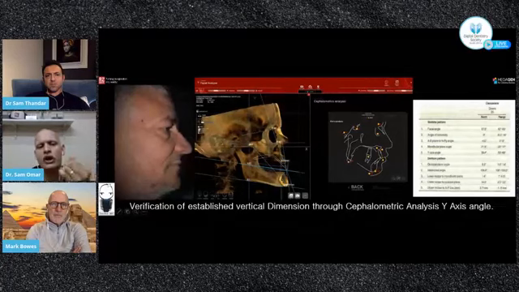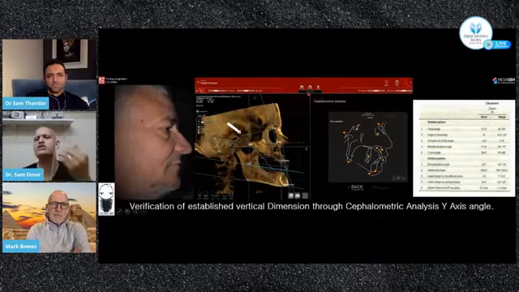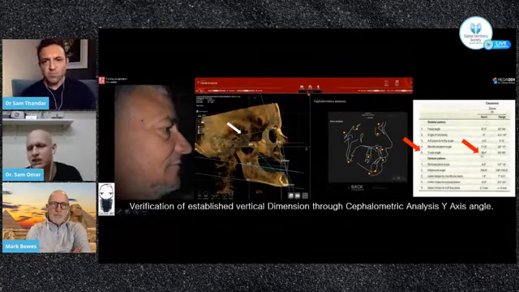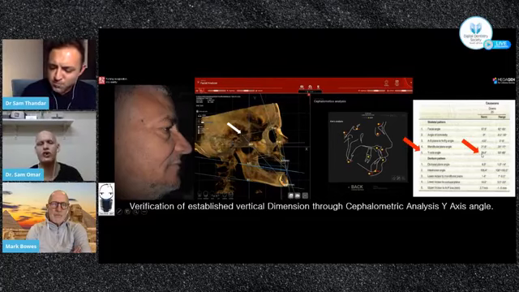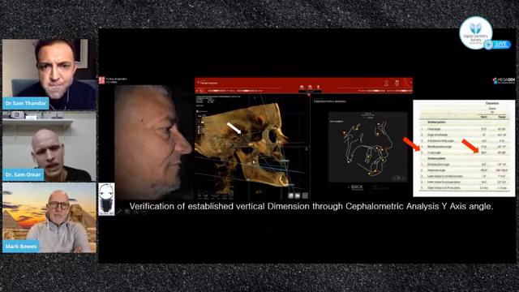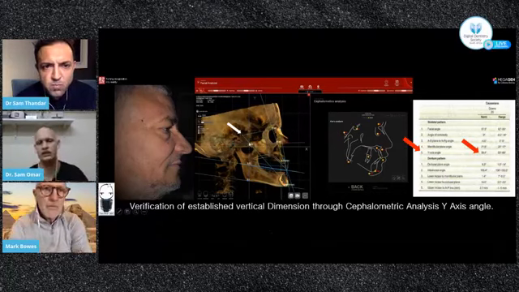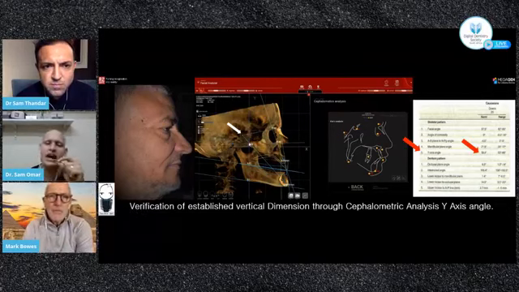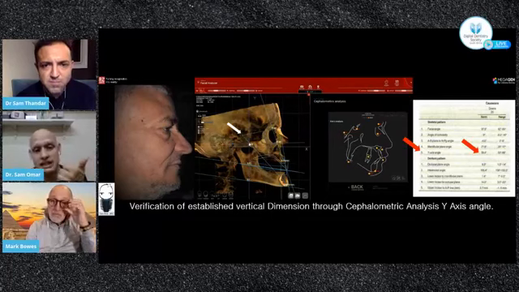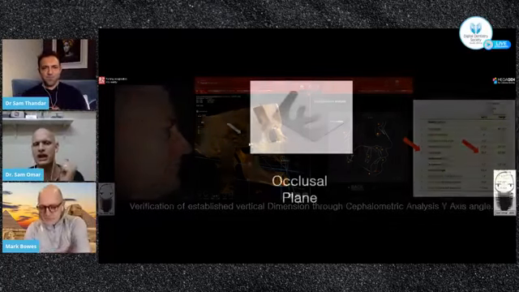we have what we call the y-axis angle, which is this angle right here that I just highlighted. The y-axis angle in Downs analysis is 59 degrees, which means that the normal for a Caucasian patient is 59 degrees. And if I look at the patient that I have in front of me right now, it's 48 degrees, which means that in this case, I might need to open the vertical of the patient a little bit. So again, it's a very nice way for you to confirm if the vertical that you have is correct or not. That's the key thing that we use cephalometric analysis for.